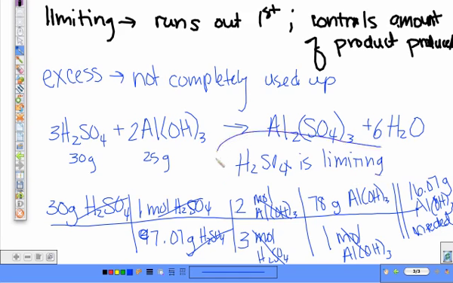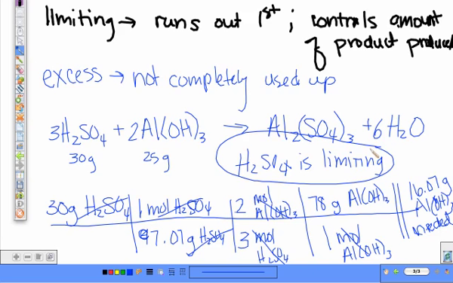Yeah, 30 and 25 would be given. So this is a good example of you can't just pick the one that has the smallest number, because it all depends on coefficients and molar mass also. Yeah, but the one with the smaller number was. No, the smaller number is not limiting, it's excess.